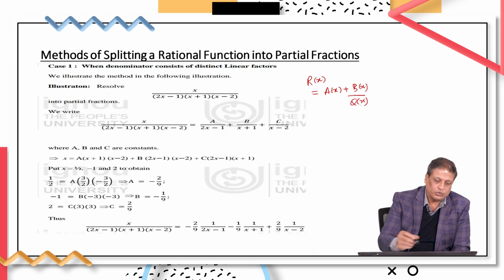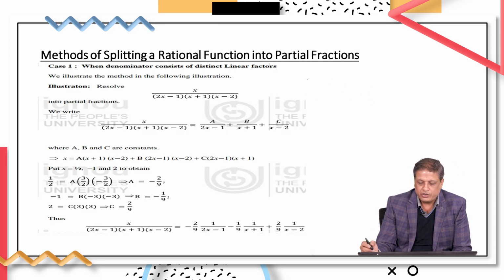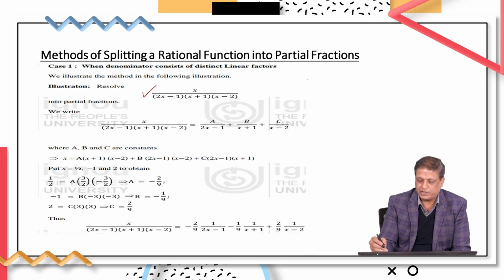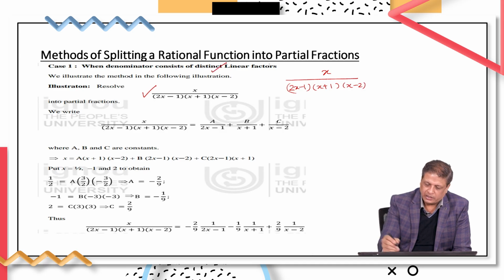Now, we are going to take this expression for different cases, and the very first case is when the denominator consists of distinct linear factors. Over here there is an illustration wherein the rational function given to us is x upon (2x minus 1) into (x plus 1) into (x minus 2). Now, all the factors are distinct.